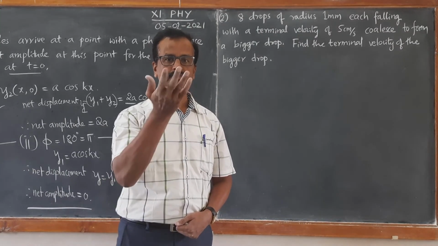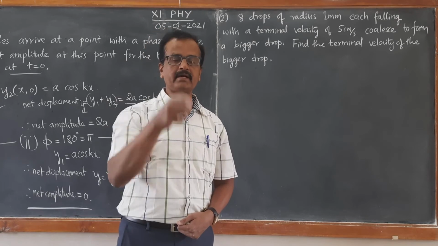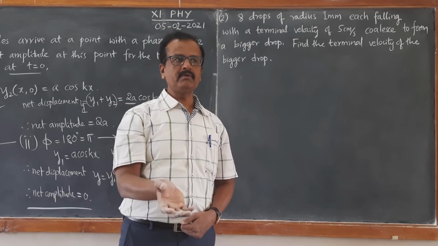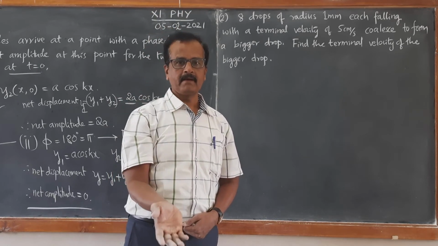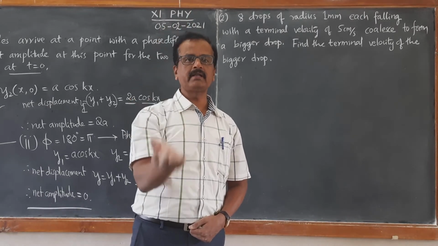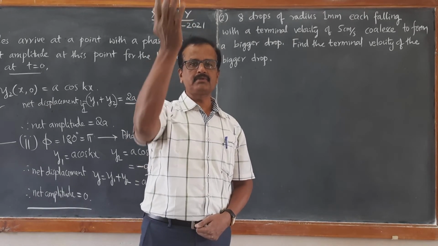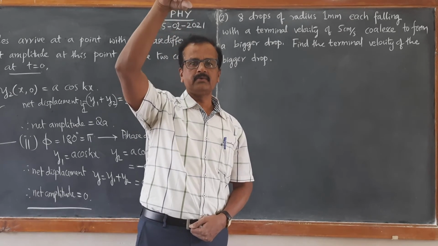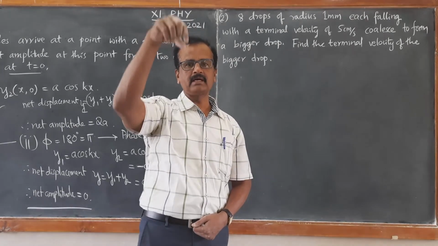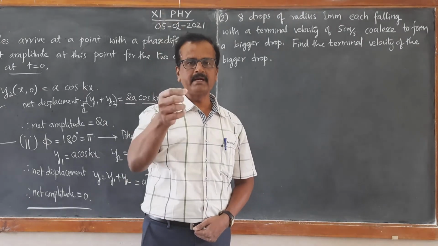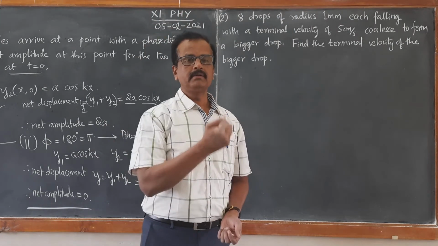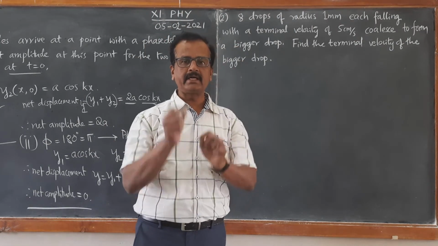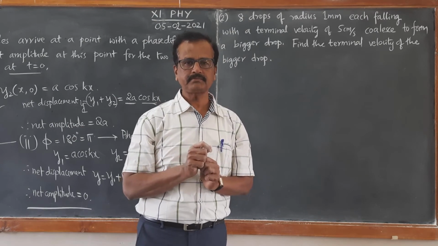So there are two forces which are opposing the falling raindrop. One force is the viscous force, another force is the buoyant force. Both these forces oppose it in the vertically upward direction, whereas its weight is acting vertically downwards. At one moment, what happens? At one moment, the net force acting on the raindrop becomes 0.